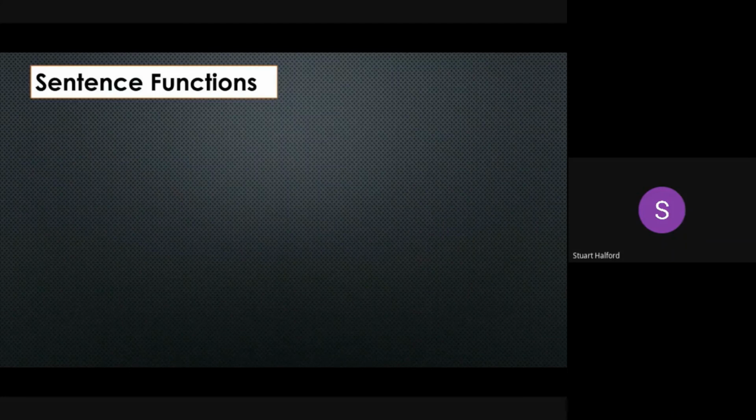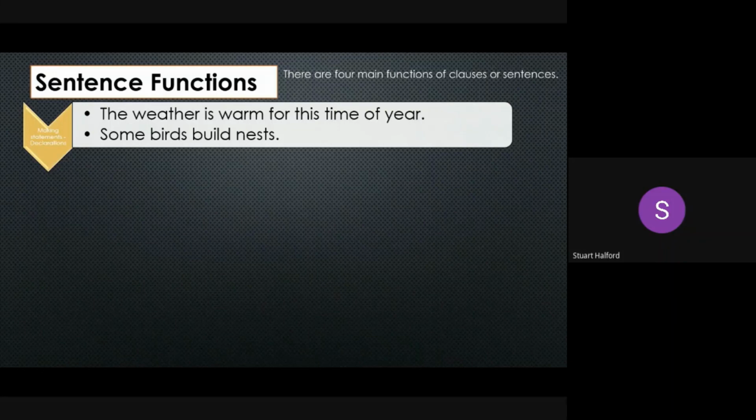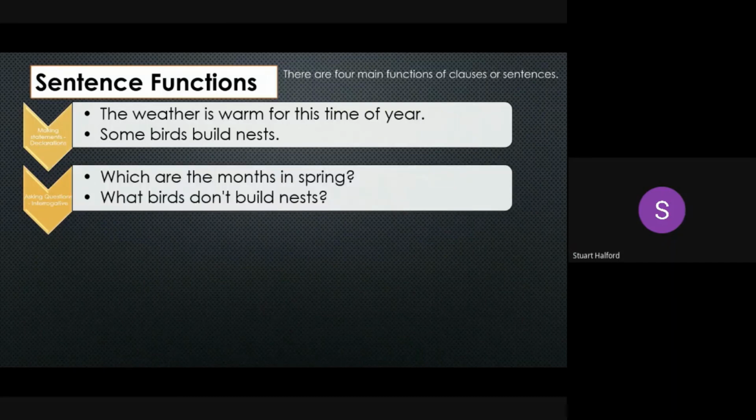So quick little bit then on sentence functions. There are four main sentence functions, or clause functions. And we can make statements or declarations, like the weather is warm for this time of year. Some birds build nests. That's a simple statement or declaration of fact. We can ask questions, and we call those interrogatives. So we have declaratives, interrogatives. Which are the months in spring? What birds don't build nests? So we call that the interrogative sentence function.